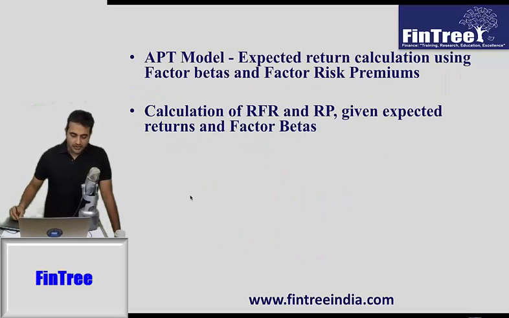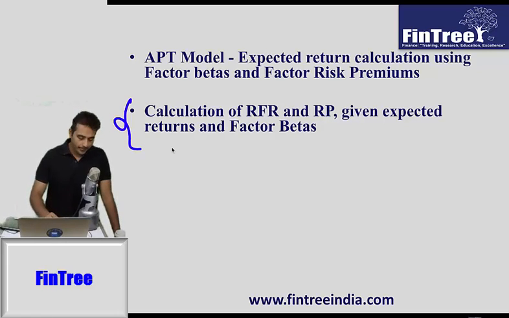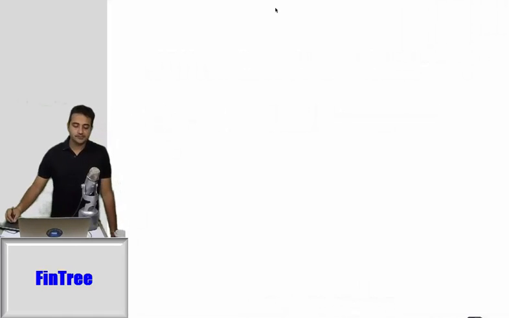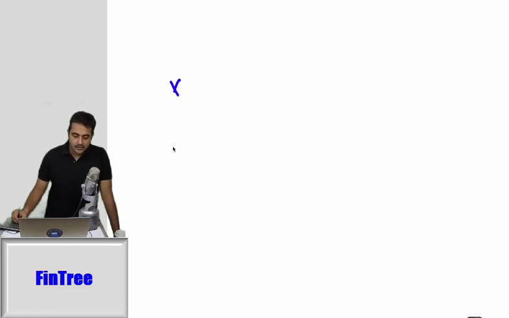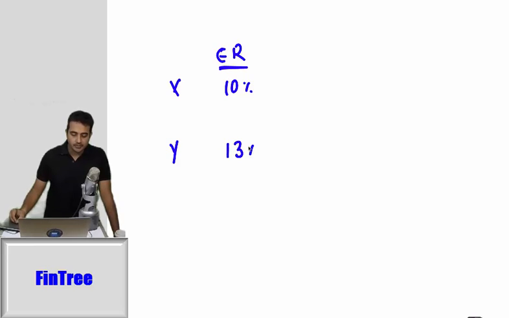Okay, there is one more type of question. Are you okay with the first one? This one is particularly interesting. So we have two stocks, stock X and stock Y. Expected return of stock X is 10% and stock Y is 13%. Then the beta value or factor beta for a particular risk exposure was 1 and this is 1.25.